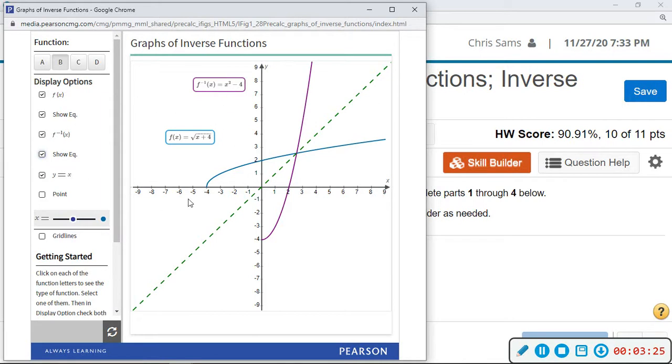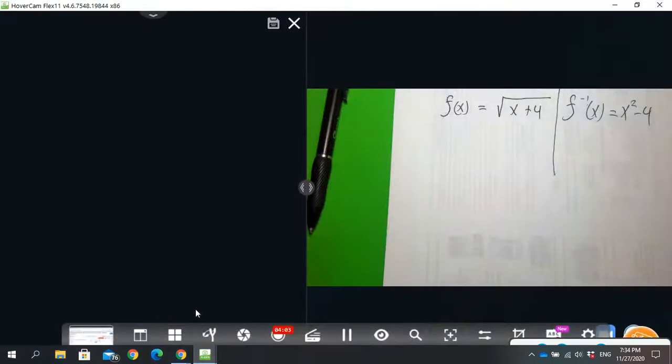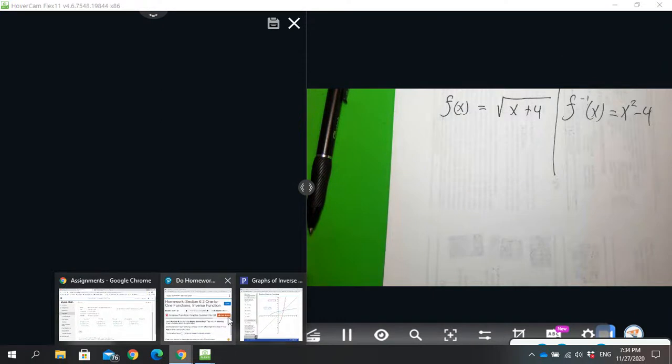Alright, so we have both those equations, and the first thing we want to do, let me actually write those down. So, and then I'll flip back over. F of x is equal to the square root of x plus 4, and then f inverse of x is equal to x squared minus 4. Alright, so I got those written down. Let's pull that screen back up.